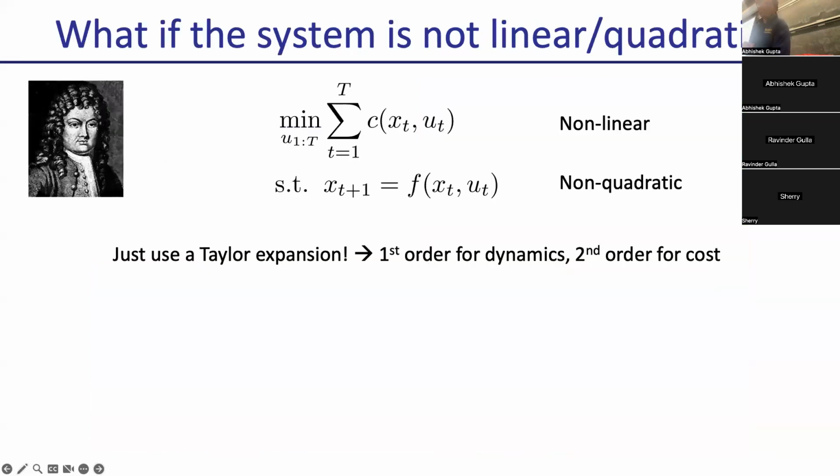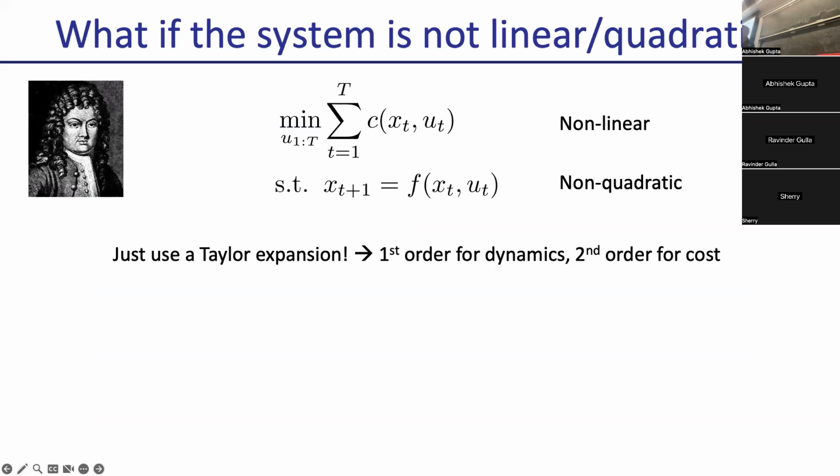Cool. Okay, so the issue with LQR is that the world is neither linear, which should be flipped, but the world is neither linear nor quadratic, right? And so we want to deal with nonlinear, non-quadratic systems. So the trick is just to use Taylor expansion, right? So here, what does the Taylor expansion say?